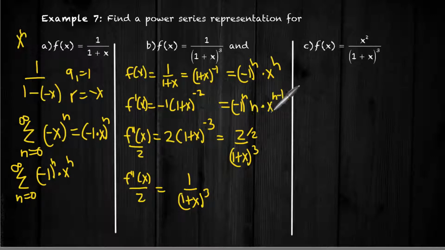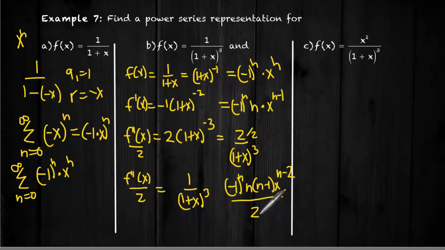So we're going to take the derivative of this, and that's going to give us negative 1 to the n. And now we need to do the power rule again. So that's going to be the n that was already there times n minus 1, x, drop the power down to n minus 2. And that is our f double prime of x, but we have to divide it by 2 in order to approximate 1 over 1 plus x cubed.